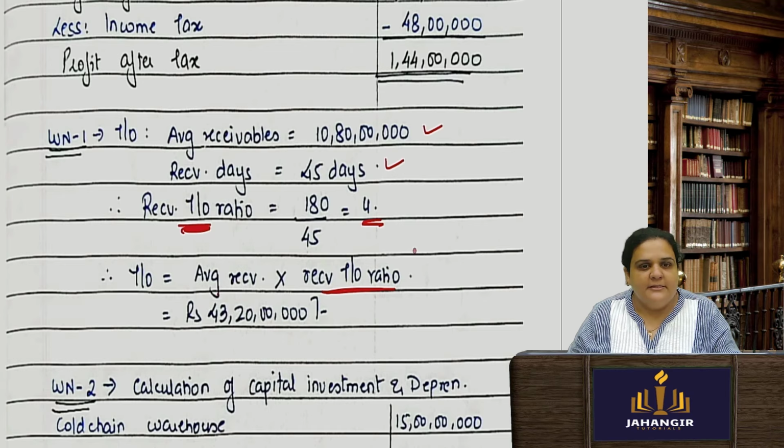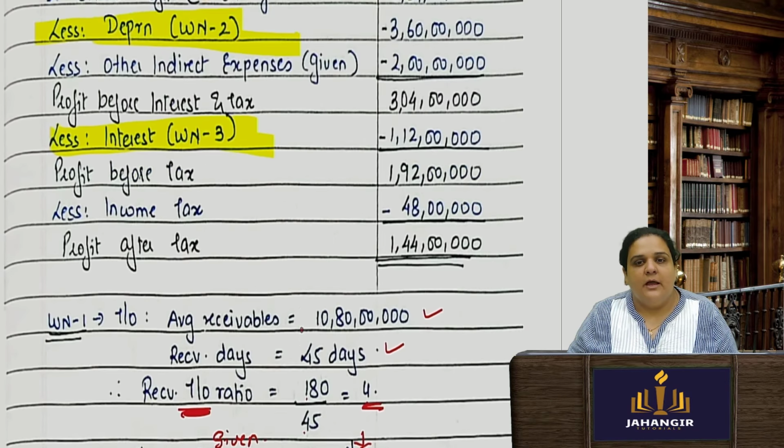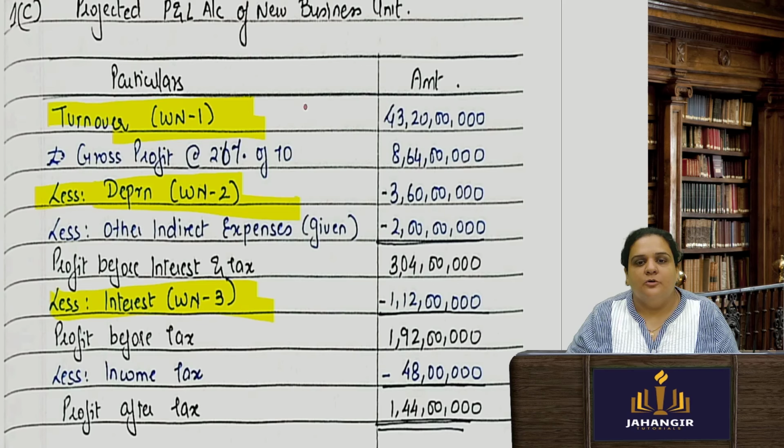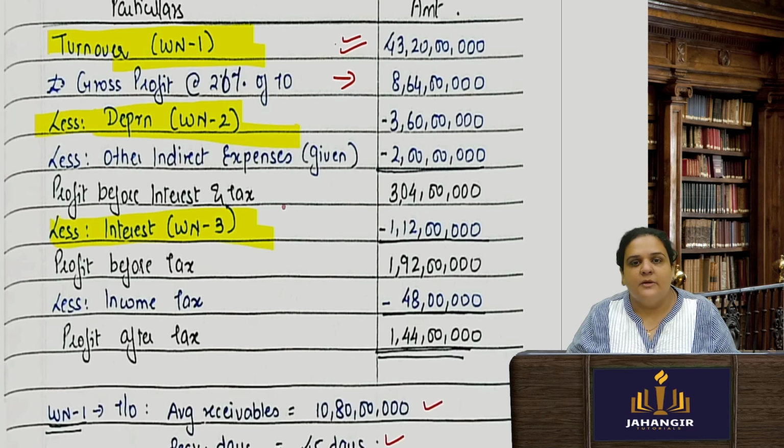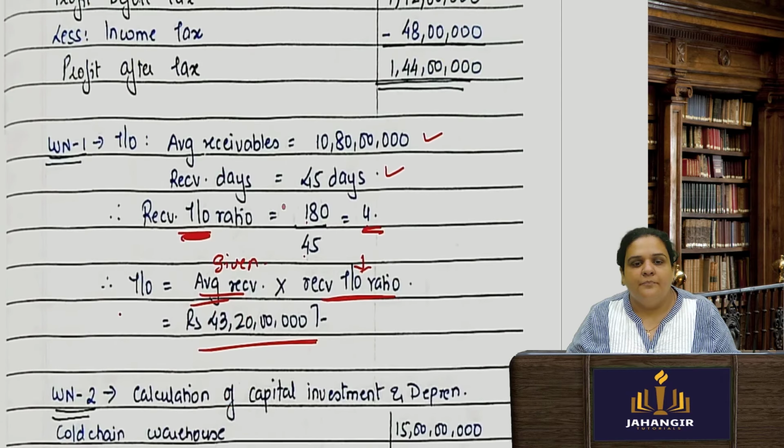So your average receivables into your receivables turnover ratio. I can find my receivables turnover ratio, right? So in that case, 180 divided by 45 is 4. I got this. Average receivables is given to me. Therefore, my turnover will be how much? 43 crore 20 lakhs. So I get my turnover as 43 crore 20 lakhs. Gross profit 20% is given. Therefore this is 8 crore 64 lakhs.